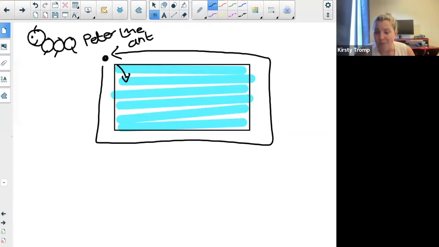So what does Peter the ant need to do instead? Peter the ant needs to go all the way around the outside. Peter, perimeter, Peter, perimeter. So that's how we remember that perimeter has to do with the outside. That's going to play in your head when you're writing your test and your exam.